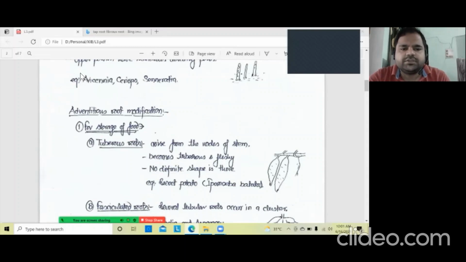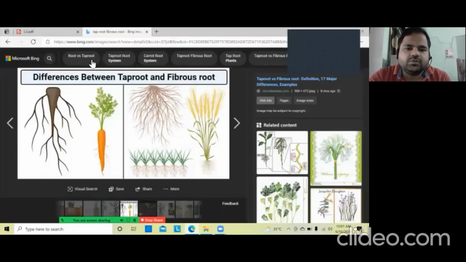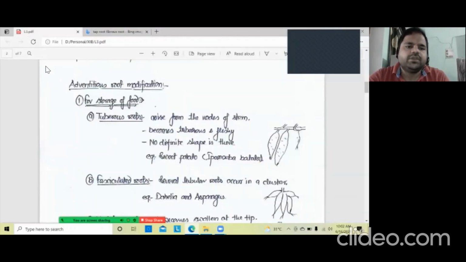Now, adventitious root modification. In the first part, we have seen the modification of the taproot. Now we will see the modification of the adventitious root. As I told before, the right side structure is the adventitious root. We can see here, the roots are fibrous in structure and they do not go deeper inside the soil. Now, we will see the modification of these adventitious roots for the storage of food.